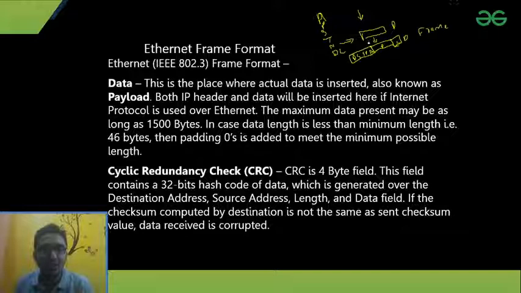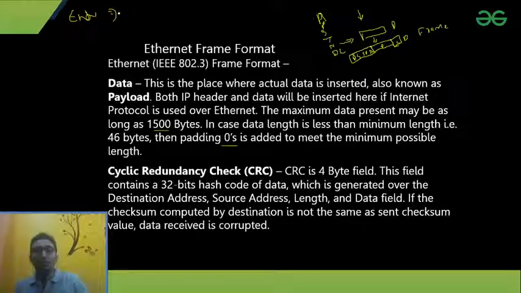Now the maximum data present is only 1500 bytes. In case the data length is less than the minimum, that is 46, then zeros are appended. It is simply to meet the requirement. Now, CRC is nothing but a 4-byte field. What happens? Why is it added at the end? You can think about the reason behind that.